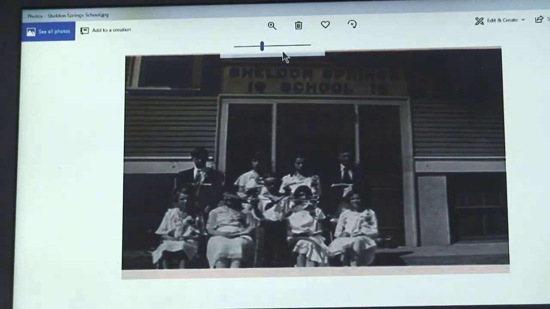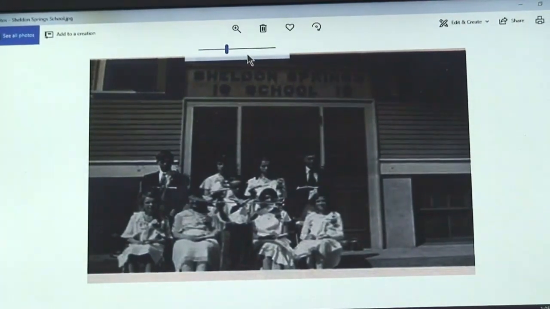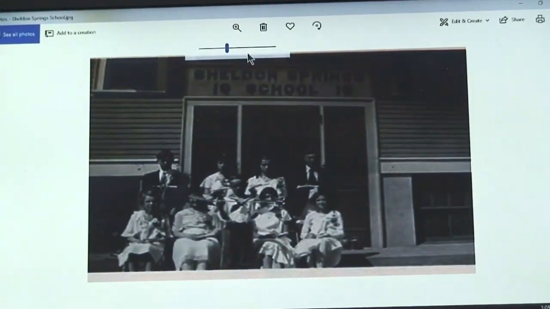Because of the population of mill employees, all concentrated within a particular area of Sheldon Springs, it became necessary for the mill to build a school. And in 1918 it built this school, which you can see here. The school lasted and was used continually by the town and the mill through the 1970s before it was closed in favor of the new school, which opened on the other end of town.